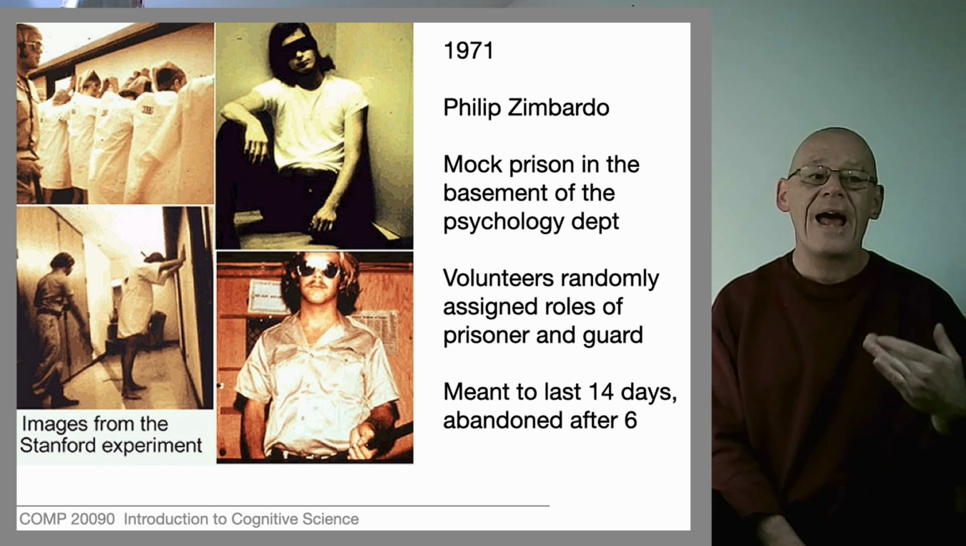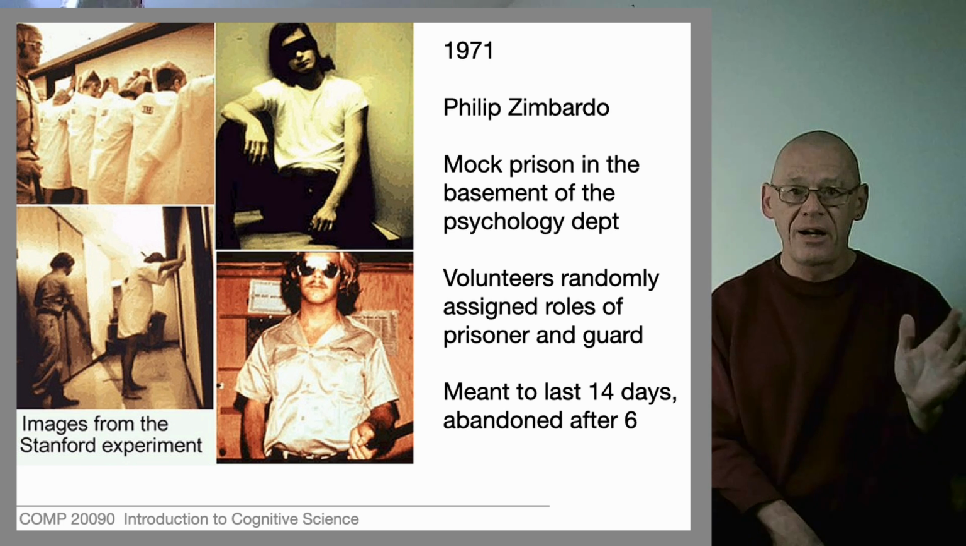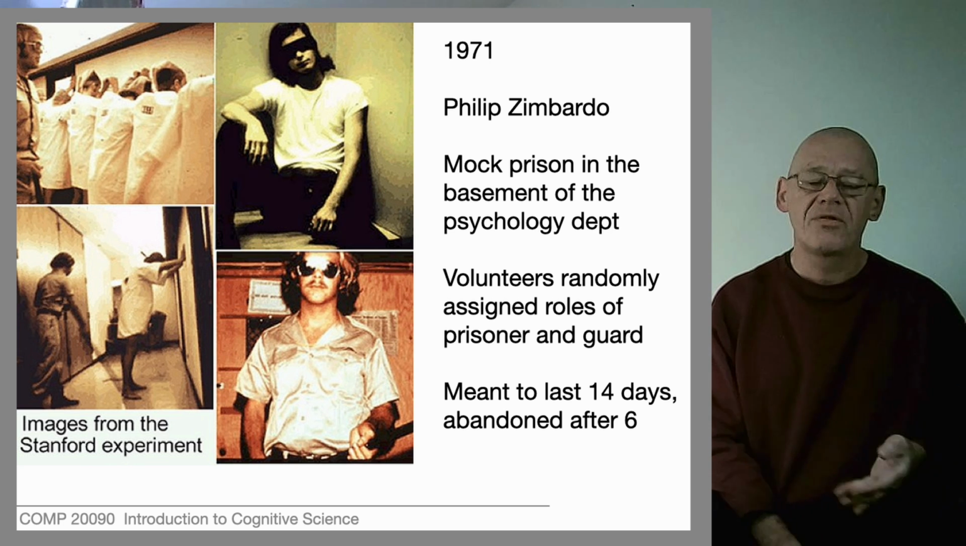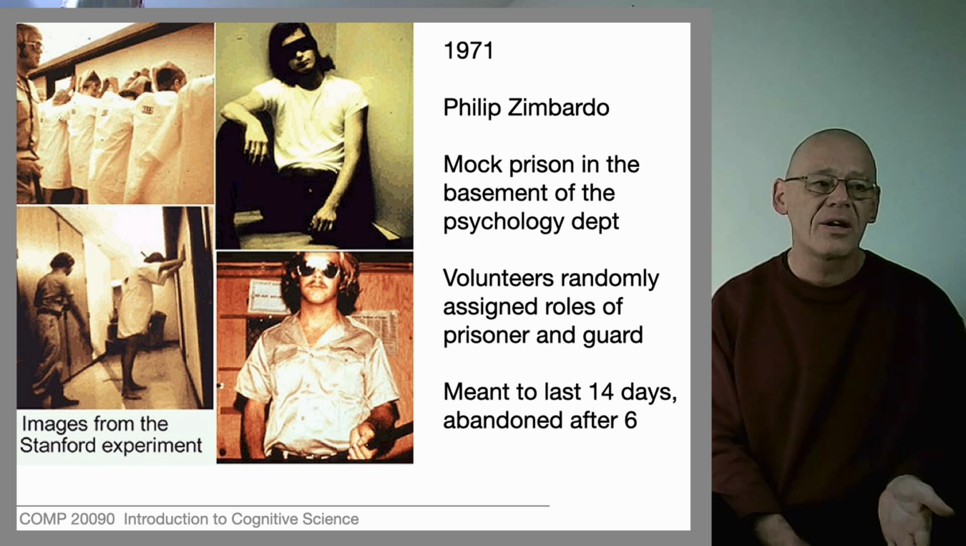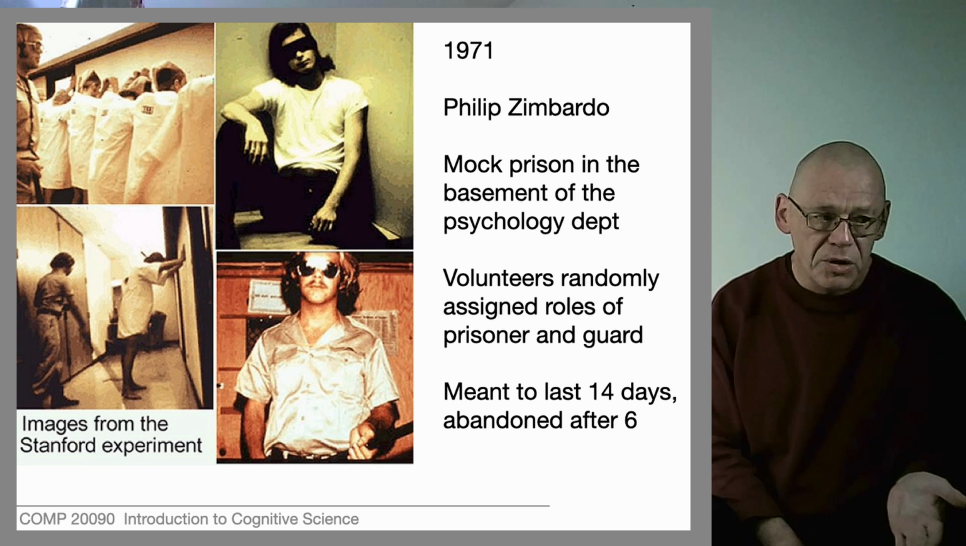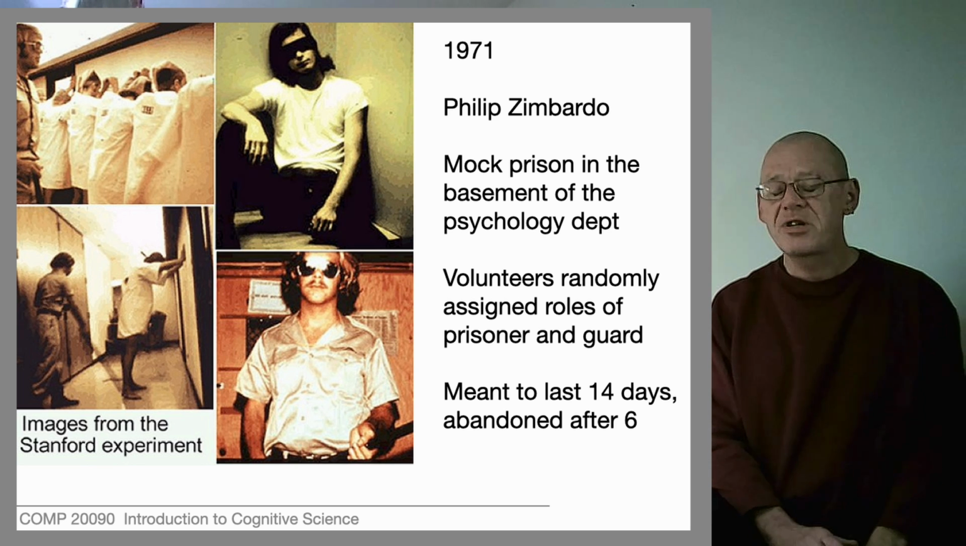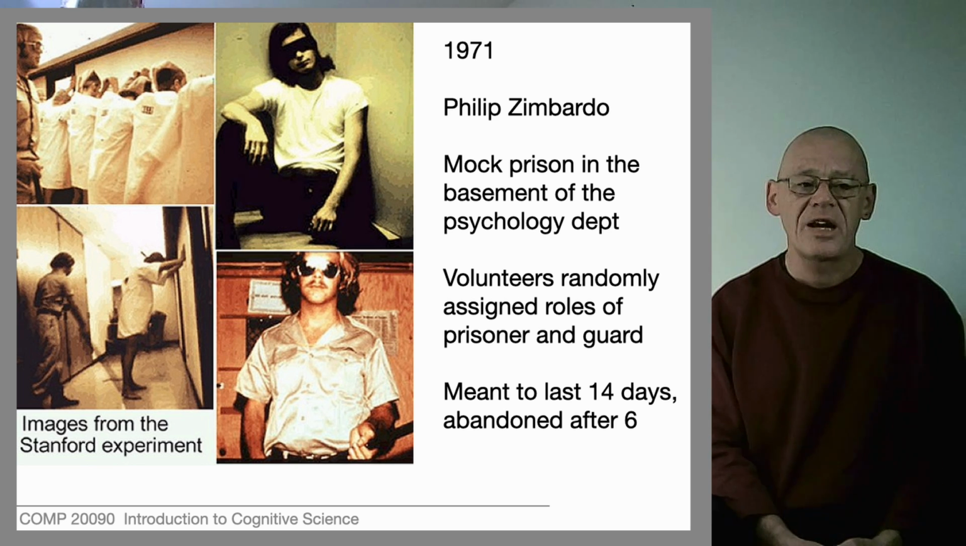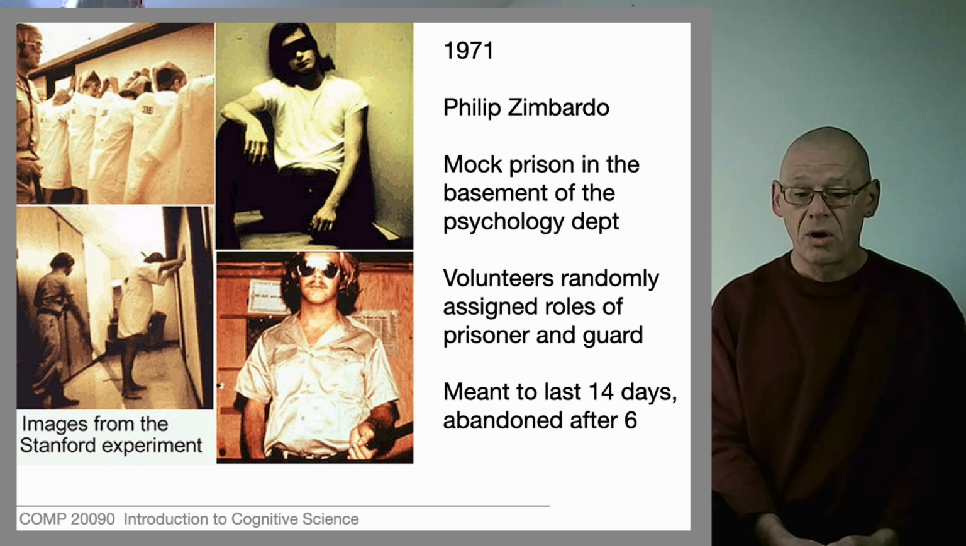Zimbardo took part in it, egged on the guards. He clearly wanted to elicit a certain kind of authoritarian behavior on the part of the guards. He encouraged them in abusing the prisoners. It all went terribly, terribly wrong. After 6 days, after a visit by his girlfriend and later wife, the whole thing was called off.